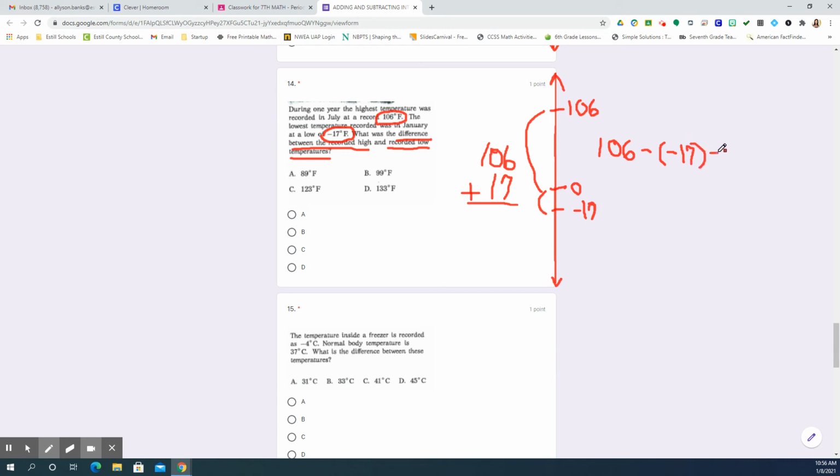Well, if I use my rules for adding and subtracting integers, if I have a subtraction sign, I do change. So I end up saying plus the positive 17, which is saying 106 plus 17. And that will give you your answer. So that is how you write it as an equation versus drawing on the number line.